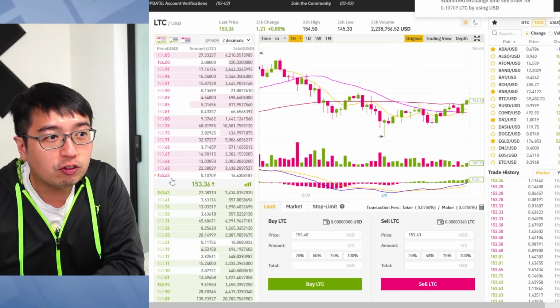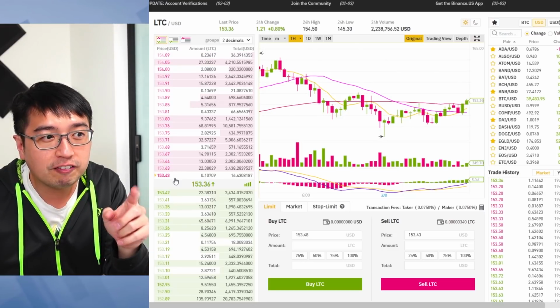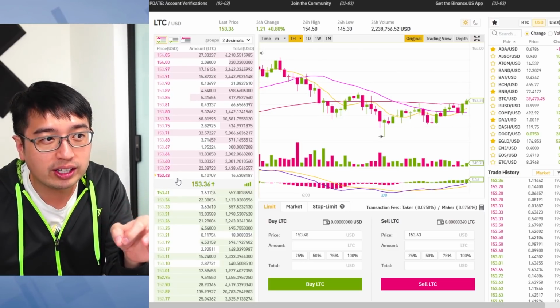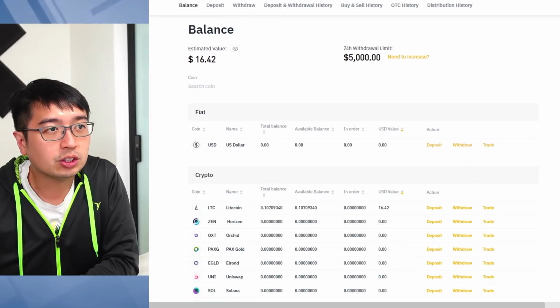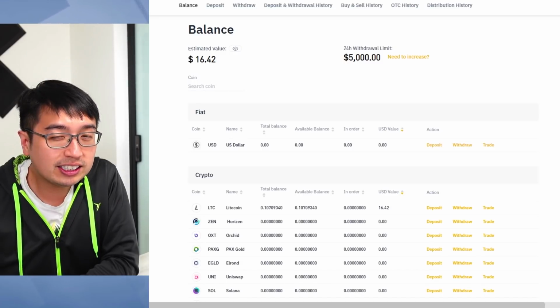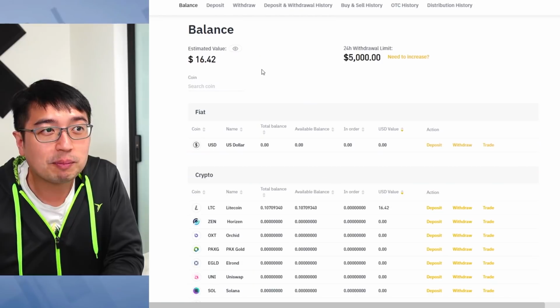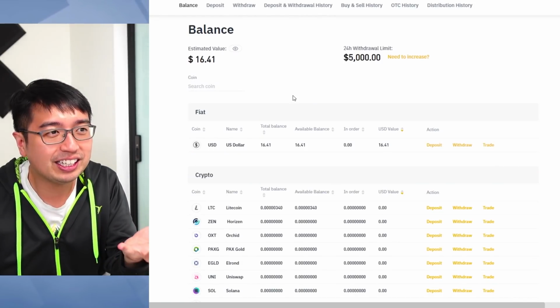That creates an order of 153.43. That's my order right there. And let's see if it fills. It should fill pretty quickly. It's a small amount, and it's the lowest price order in the book right now. So back here, we had $16.42 worth of Litecoin. Let's see how much we get. Boom, filled. I'm going to refresh my wallet balance, and we only lost 1 cent in the trade.